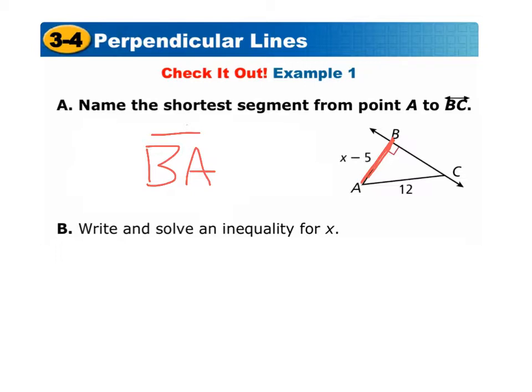Now write and solve an inequality for x. X minus 5 is less than 12. Perfect. Because we know x minus 5 is going to be our shortest segment, so every other segment has to be bigger. So x minus 5 is less than 12. Ian, how would we solve for x here?